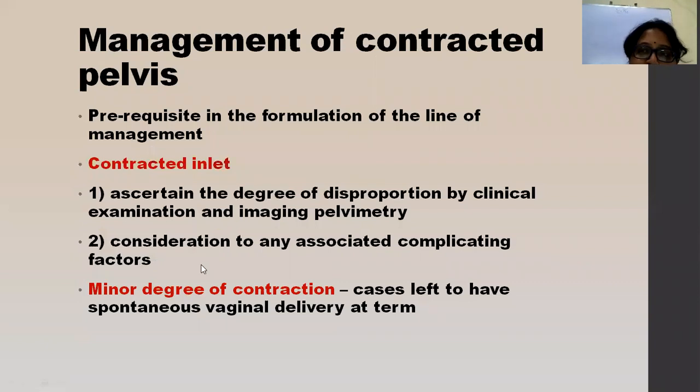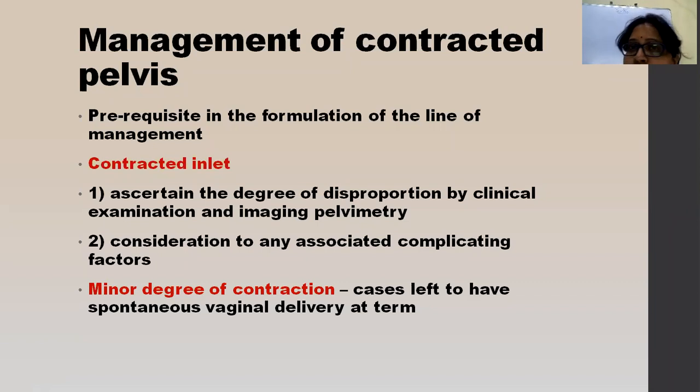Now, how will you manage a contracted pelvis? The prerequisite for management of a contracted pelvis is that you have to formulate what you have to do. In case there is a contracted inlet, you first have to assess the degree of disproportion by clinical method, take the support of imaging pelvimetry if needed, and take into account whether the mother has any other associated complicating factors.